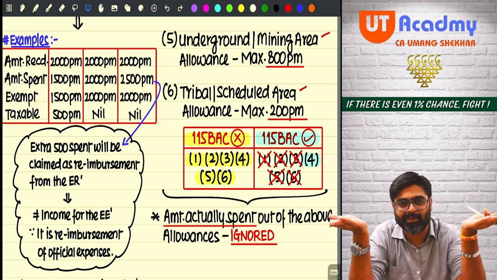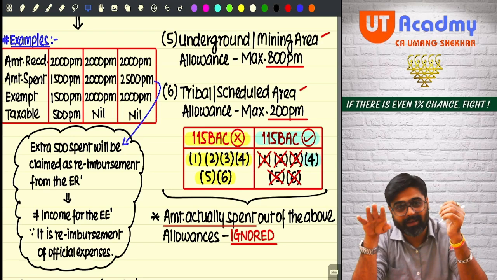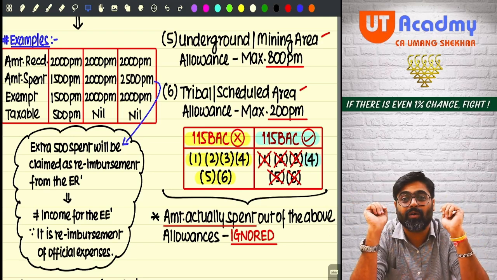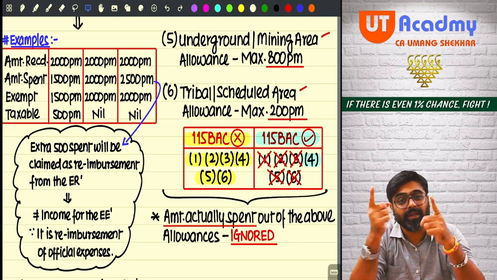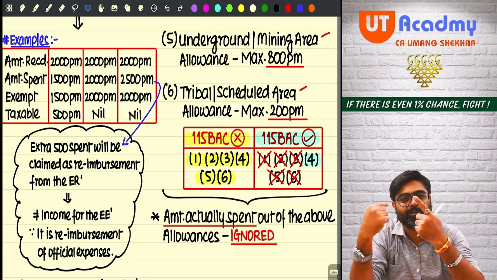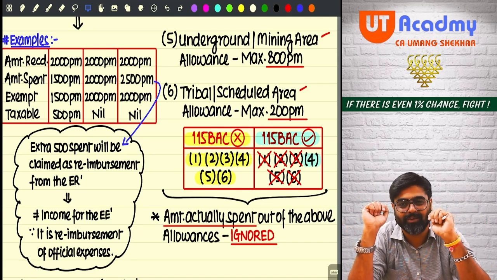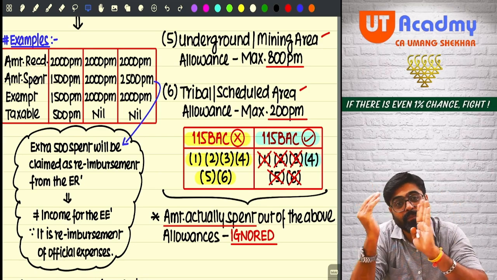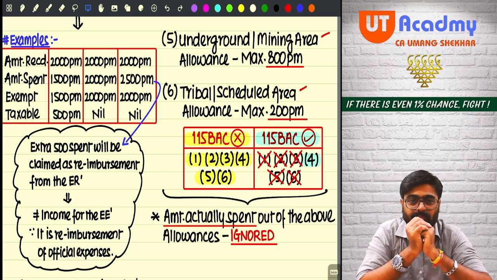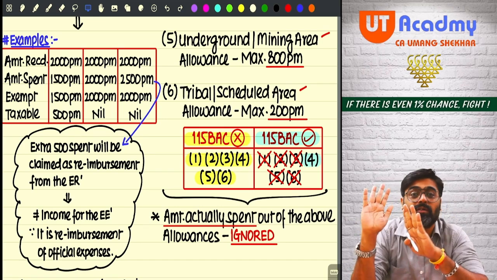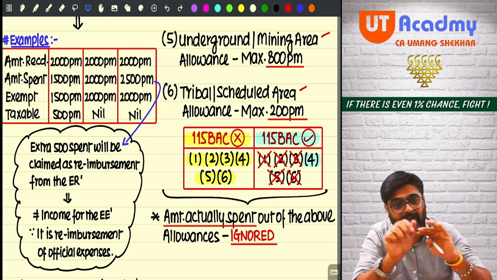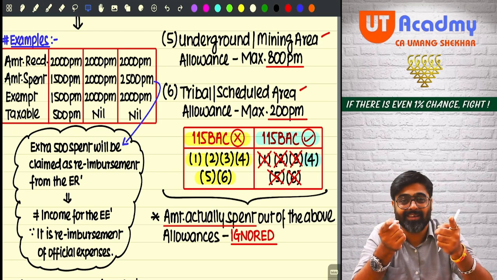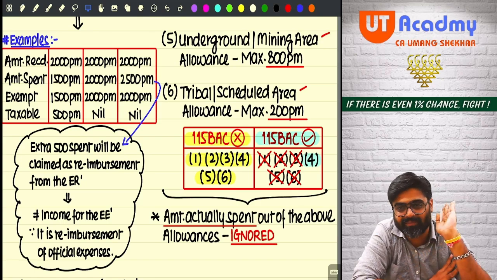These are different names. Tribal area means scheduled area, scheduled area means tribal area. Underground area means mining area, mining area means underground area. Running allowance means outstation allowance, outstation allowance means running allowance. Two different names for the same type of allowance. Commutation allowance, transport allowance, one and the same thing, because there are two different names given to a single type of allowance.